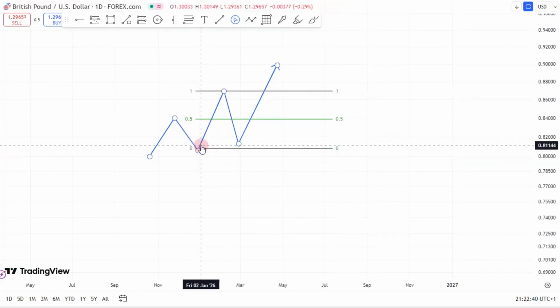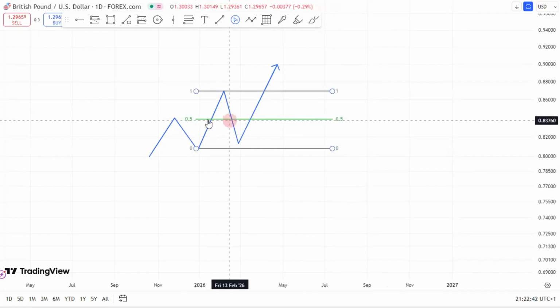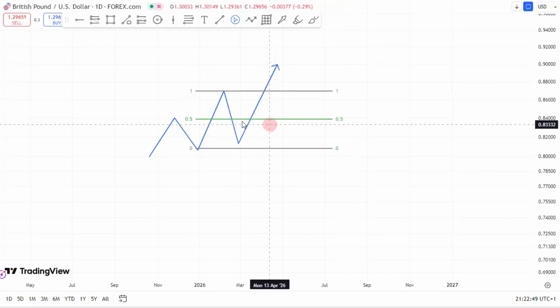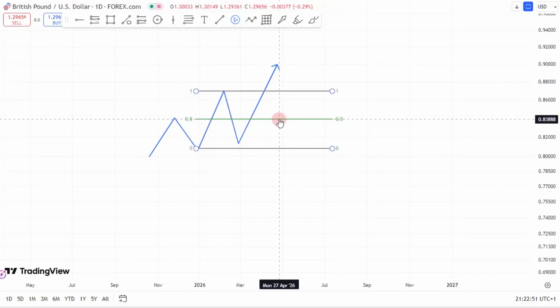Okay. So 0, 50, 100. What it means is this is the center of the range. This is the center of your trading range. This is 0 and this is 100. Now, the center of this range, we call it equilibrium. Okay, equilibrium, that's what we call it.